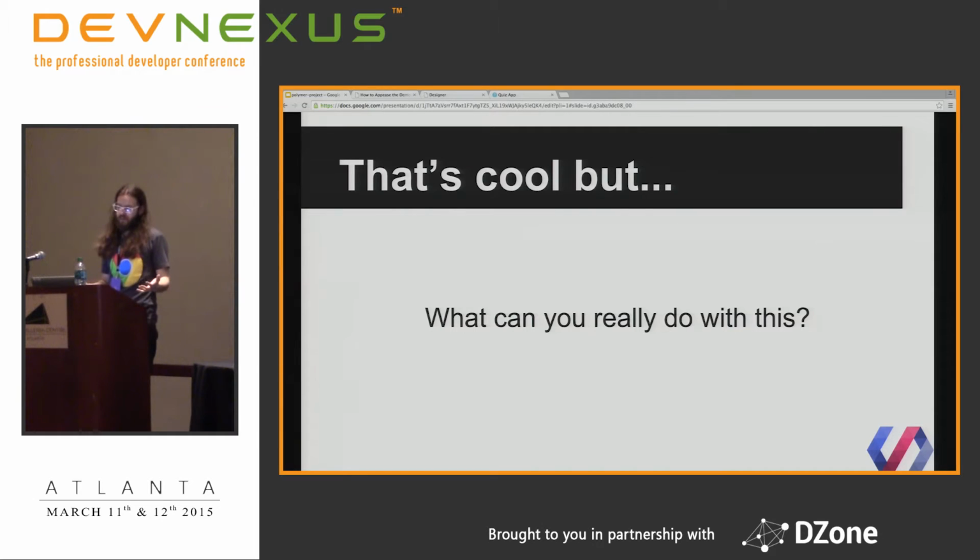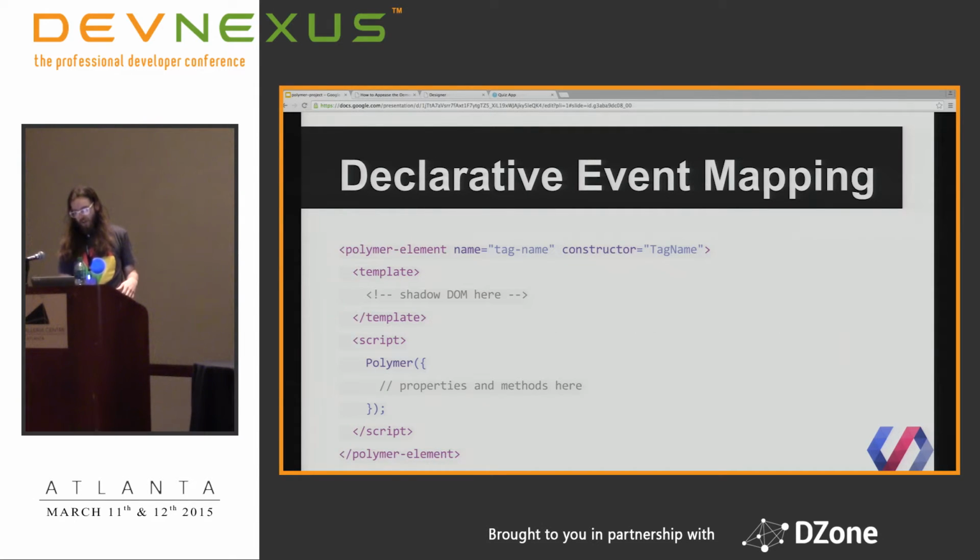So what do we really do with this? We can do some cool stuff like declarative event mapping.